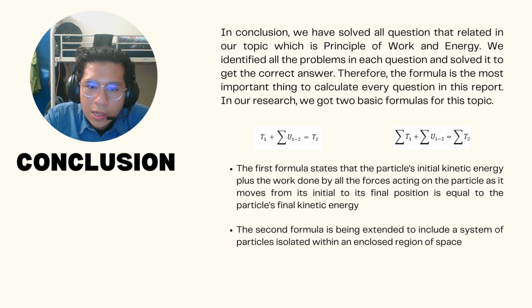In our research, we got two basic formulas for this topic. The formulas are T1 plus total U1-2 equal to T2, and total T1 plus total U1-2 equal to total T2. The first formula states that the particle's initial kinetic energy plus the work done by all the forces acting on the particle as it moves from its initial to its final position is equal to the particle's final kinetic energy. And the second formula is extended to include a system of particles isolated within an enclosed region of space.